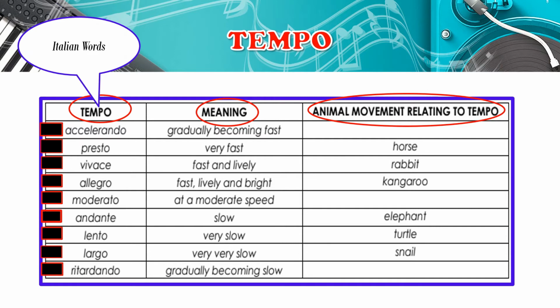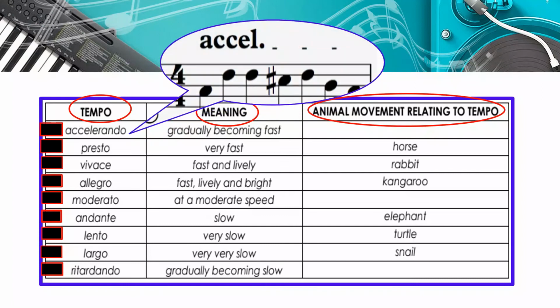So number one, we have accelerando. As you can see in our presentation, we can find accel at the top in the beginning of a musical piece and at the top of the staff. And accelerando means gradually becoming fast. Or, in Tagalog, pabilis ang kanyang pagtugtog. Listen to this.